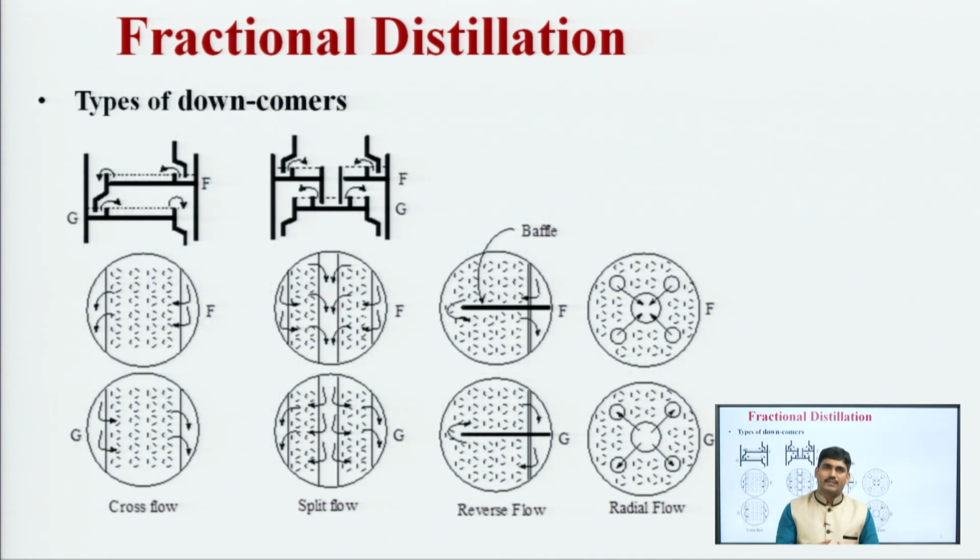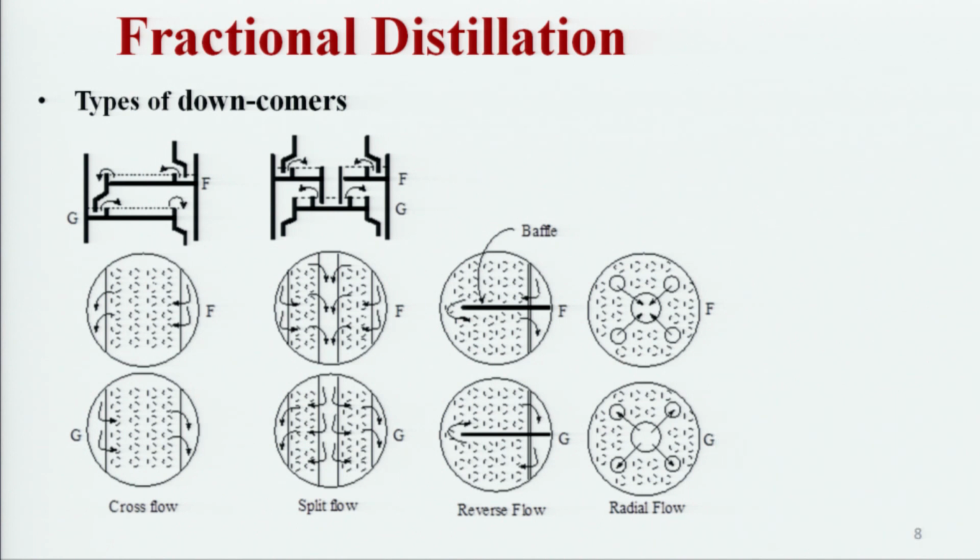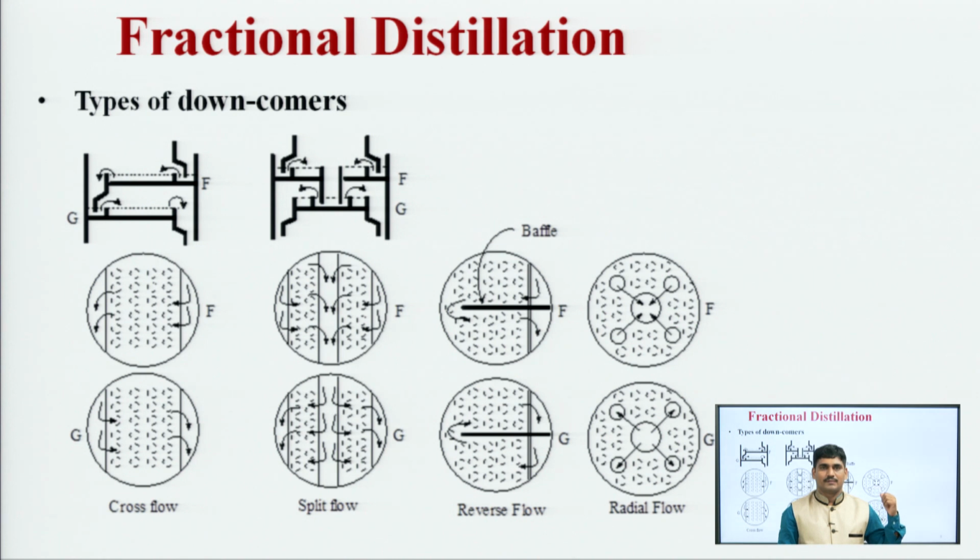Now, there are different types of downcomers, or we can say different types of down pipes through which the liquid is coming down. So, there are 4 types of flow, that is cross flow, split flow, reverse flow and radial flow.